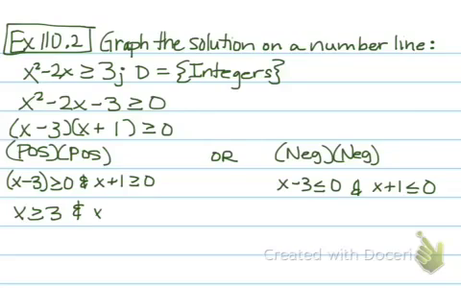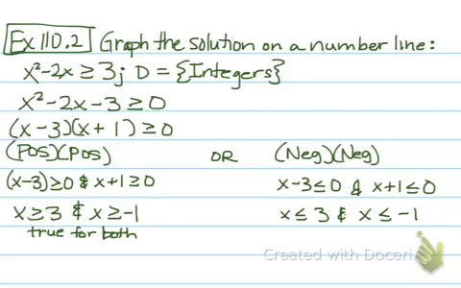So we'll go ahead and solve. We get x is greater than or equal to 3, and x is greater than or equal to negative 1. And then we get x is less than or equal to 3, and x is less than or equal to negative 1. Looking to see what's true for both, if it's greater than or equal to 3, it's also greater than or equal to negative 1. So greater than or equal to 3 is true for both.